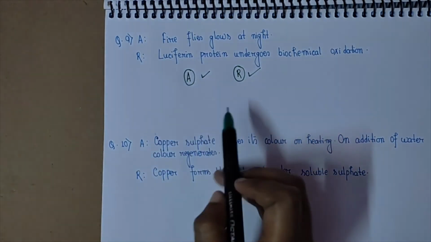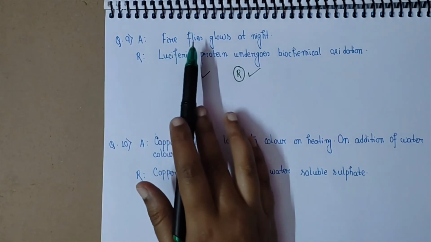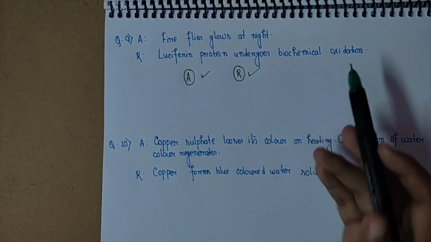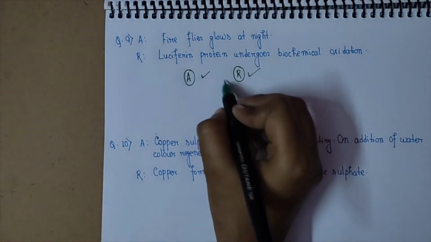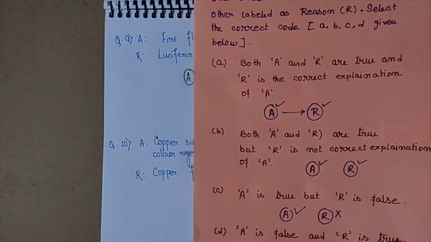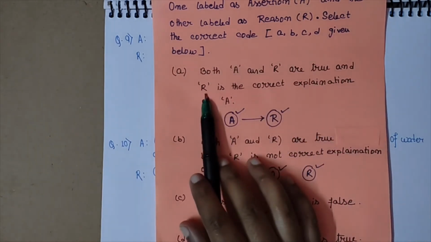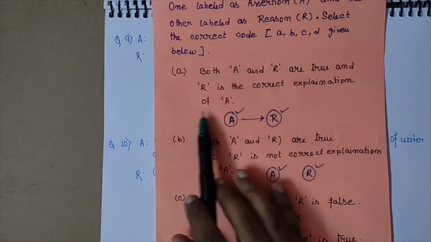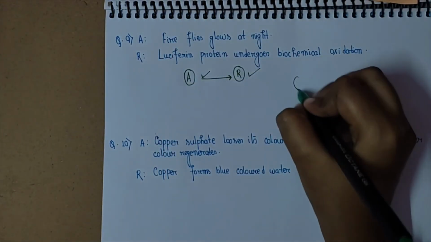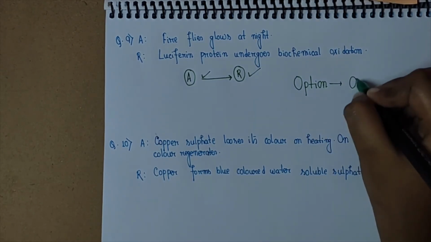Because luciferin protein is present in the body of fireflies, it glows, and a biochemical oxidation process happens there. So the reason is the correct explanation of the assertion. Which option will you choose? Both assertion and reason are correct, and the reason is the correct explanation of the assertion. So we will choose option number A.